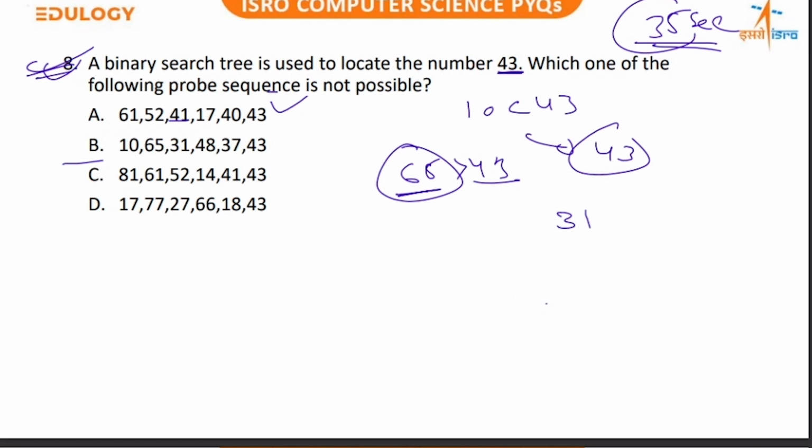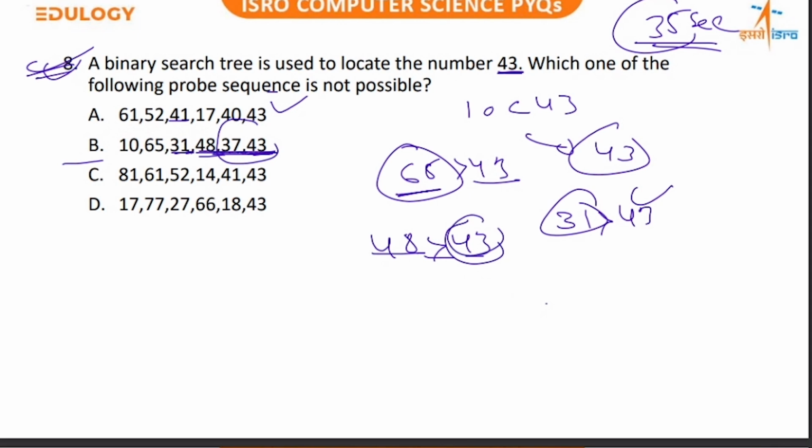31 compared with 43. 43 is bigger, 31 is smaller. So all the values are bigger than 31. Okay, now 48 is greater than 43. So all the values will come into the left subtree. All the values must be smaller than 48, so 37 or 43 are smaller than 48.